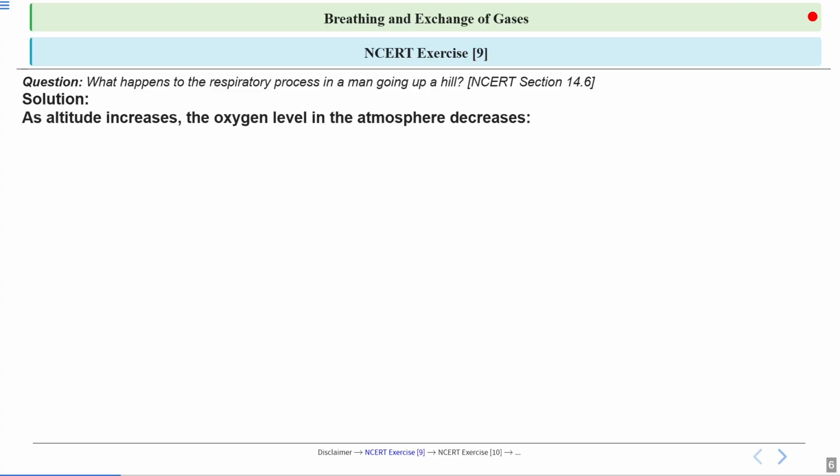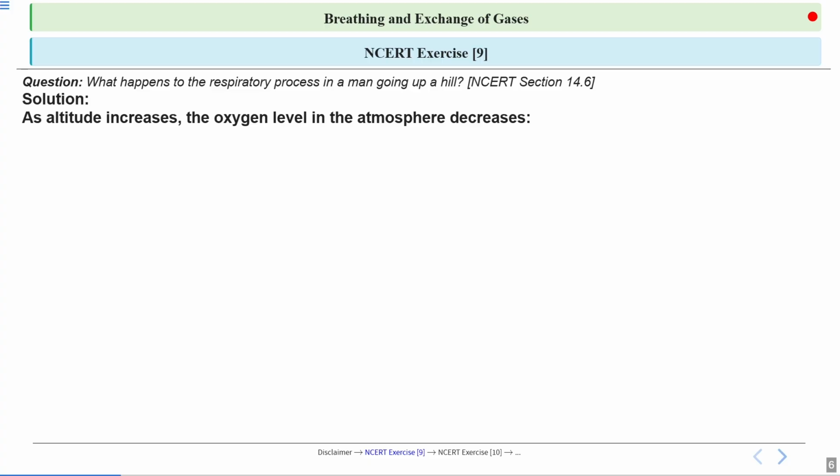So when we go up the hill, what increases? Altitude increases and the oxygen level in the atmosphere decreases, because at higher altitude the pressure of air is less. Why is the pressure of air less? Because the amount of air is less there. As you know, air is a mixture of gases, and every gas exerts its partial pressure, and when you add all the partial pressures of the gases present, that gives the pressure exerted by the air.